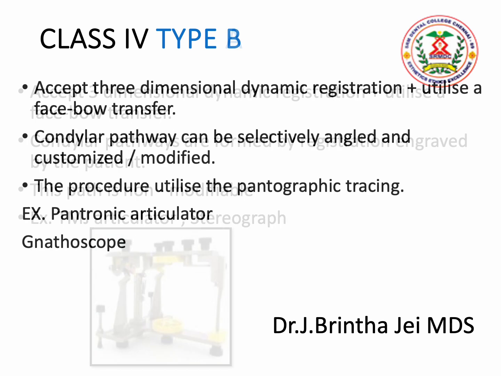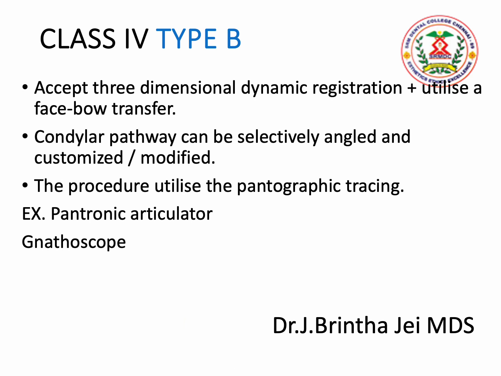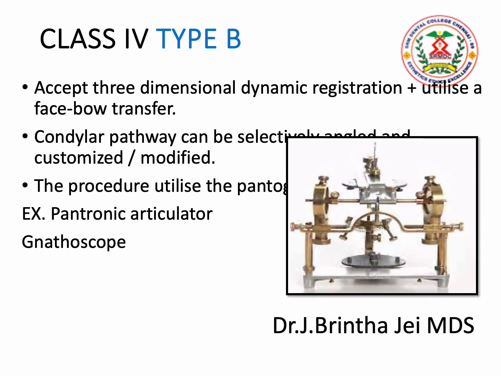Then next comes the type B articulator. Here they also will accept the dynamic registration, and they utilize the facebow transfer, but the condylar pathway can be selectively angled, customized and modified. So here they will utilize the pantographic tracing. The examples are Pantronic articulator and gnathoscope.